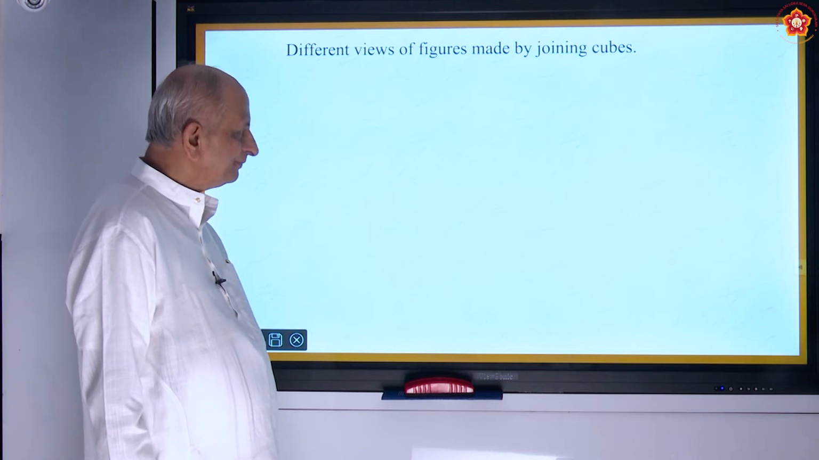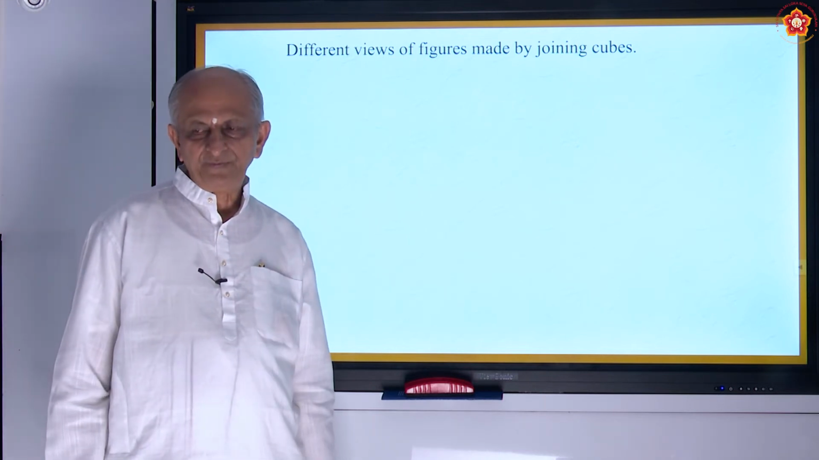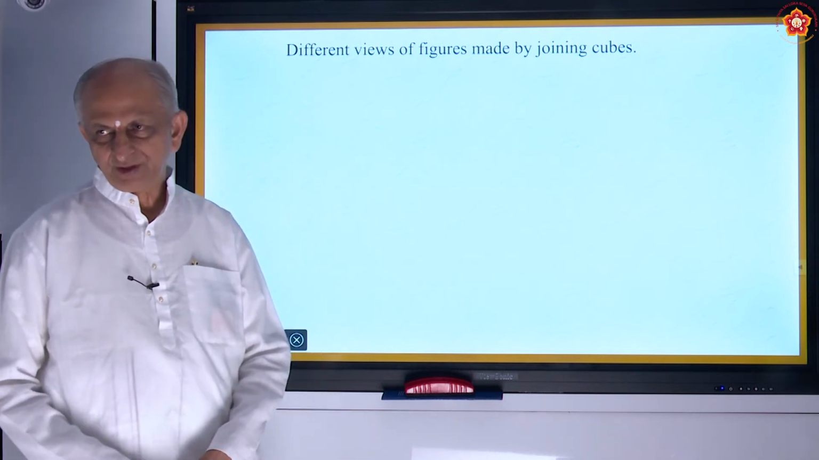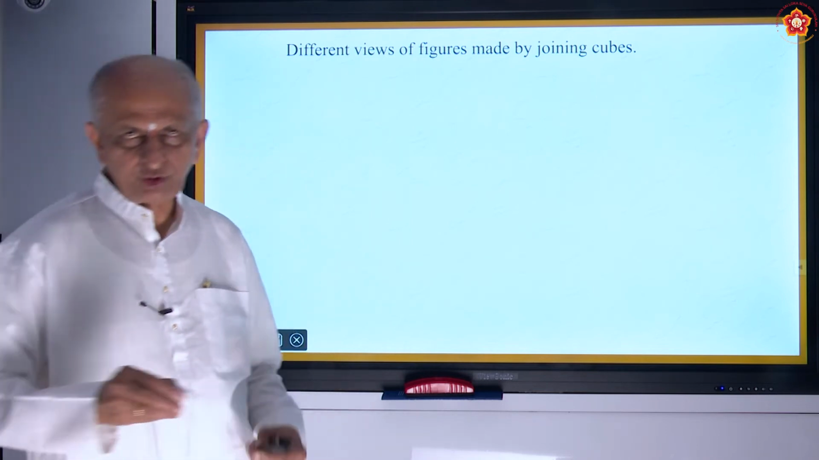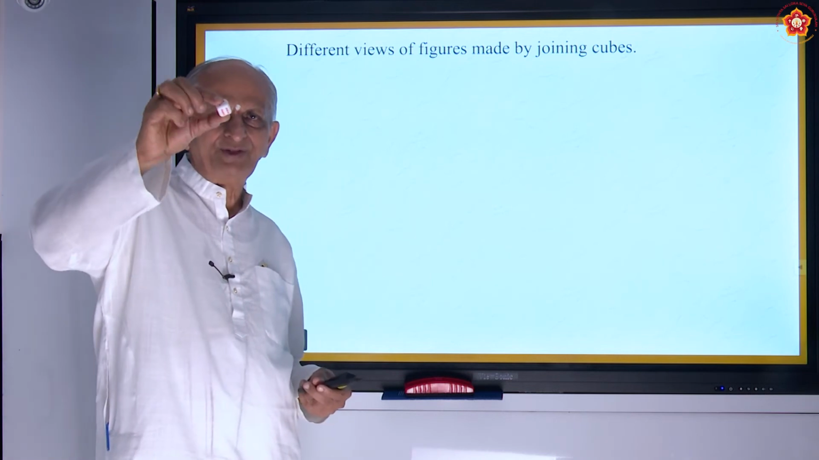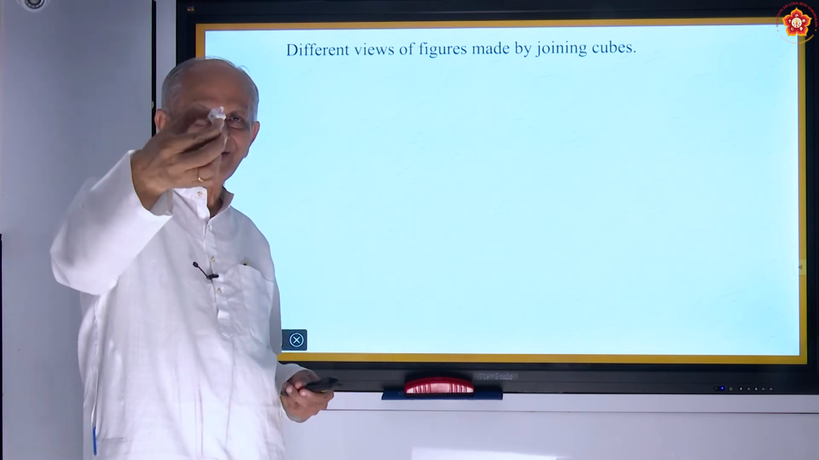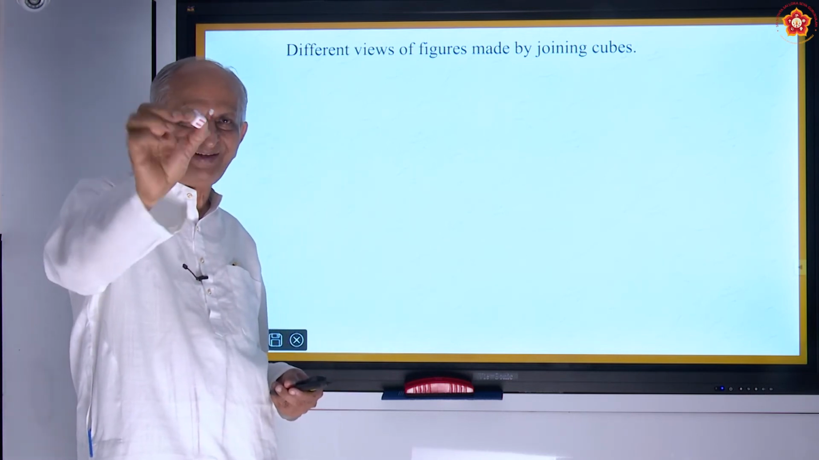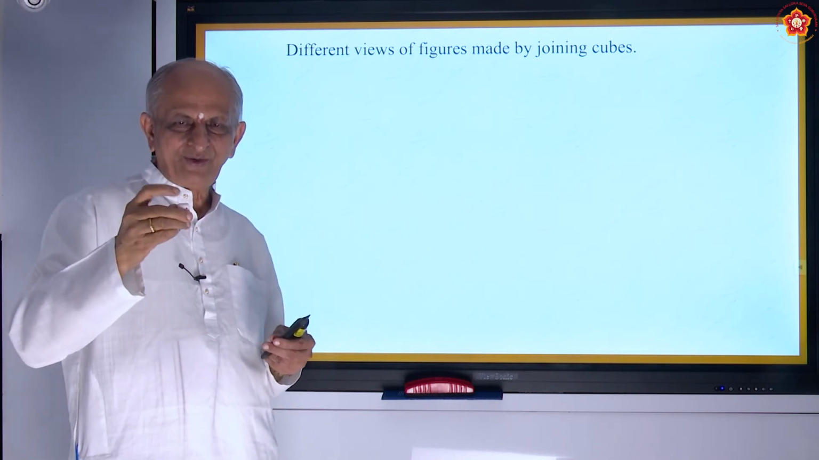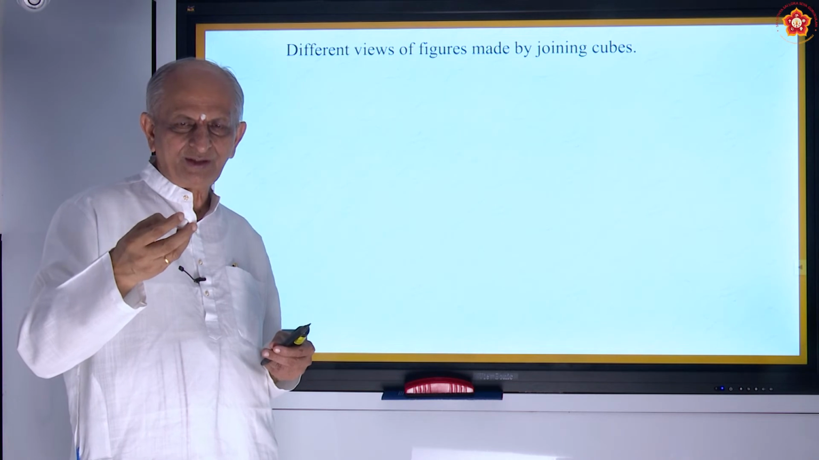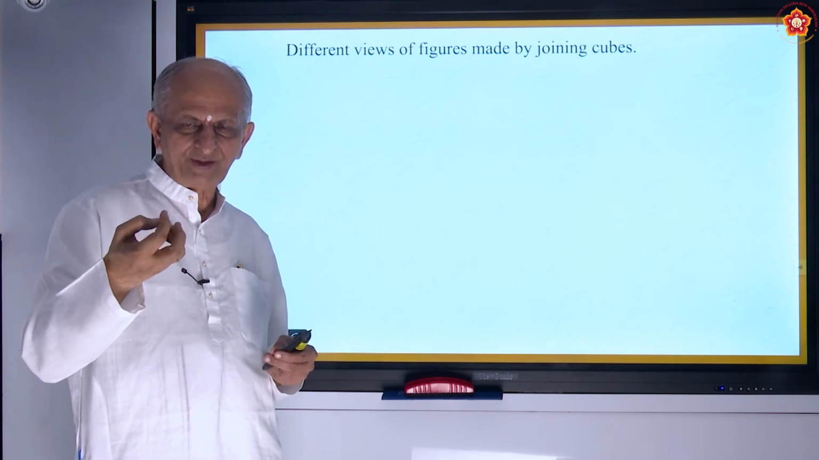Now let us see joining of cubes. You heard about cubes? For example, this is one cube. Do you know what is the name of this cube? Die, it is called. D-I-E, die. It has got 6 faces. And one here, 1, 2, 3, 4, 5, 6.